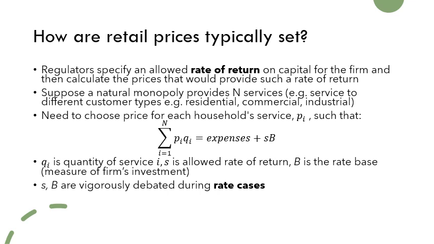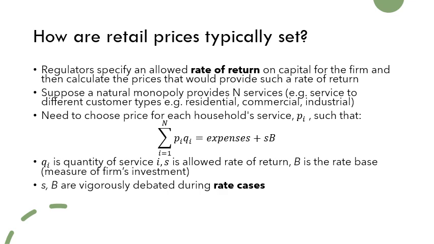Suppose a natural monopoly provides N services. This would be service to different customer types like residential, commercial, and industrial. So they need to choose a price for each service, P_i, such that for all services i equals 1 through N, the price times the quantity equals the expenses that the firm incurs plus S times B. And Q_i is the quantity of service i, so the quantity of electricity provided to household, commercial, or industrial user i.